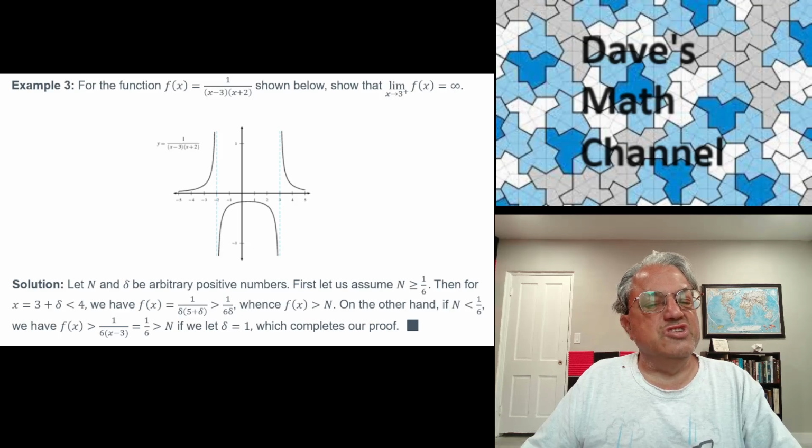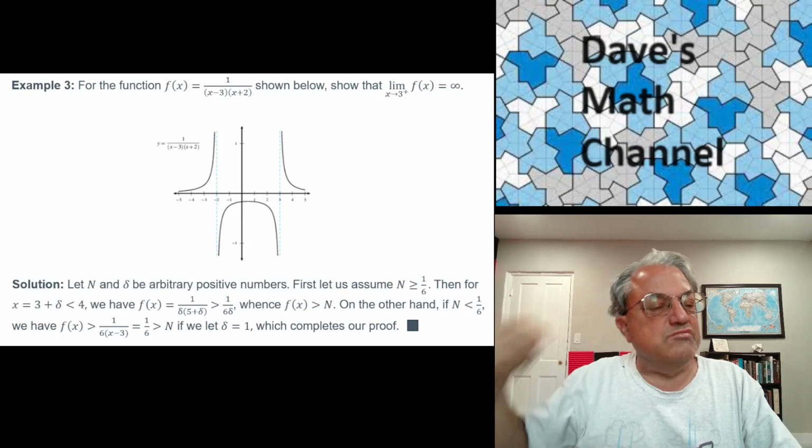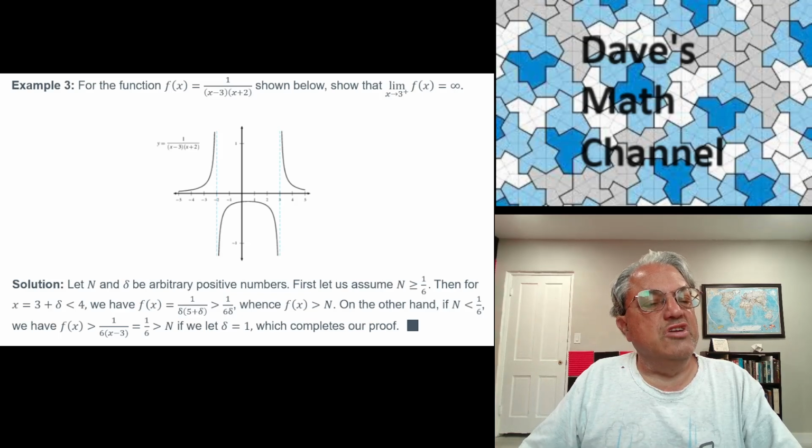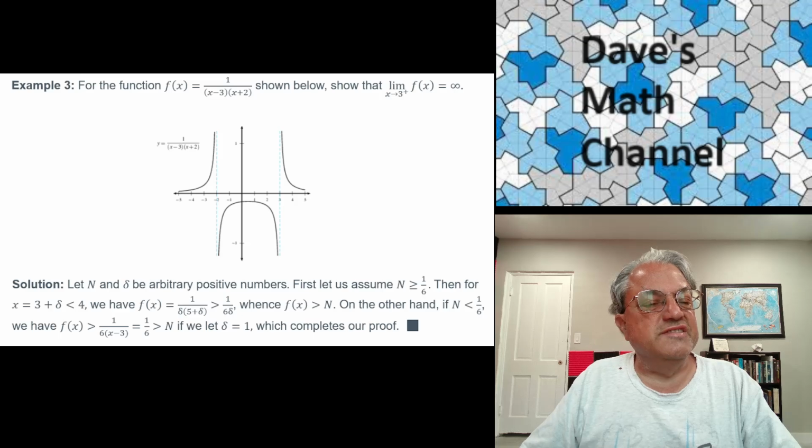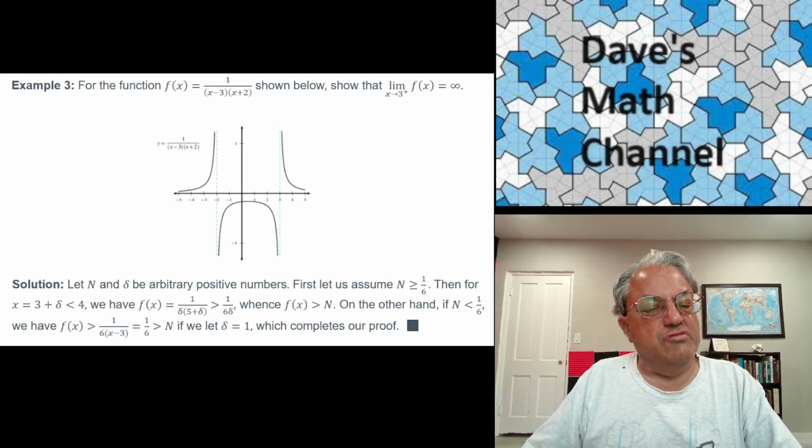So you'll notice that this function has 2 vertical asymptotes. It has one at x equals minus 2 and another at x equals plus 3. And again, these are going to be one-sided limits for both cases. So if you wanted to, you'd have to derive all 4 limits. I'm not going to do that. I'm going to derive one of the 4 one-sided limits. So let's show that the limit as x approaches 3 from above of f of x is equal to plus infinity, which it looks like from the graph.